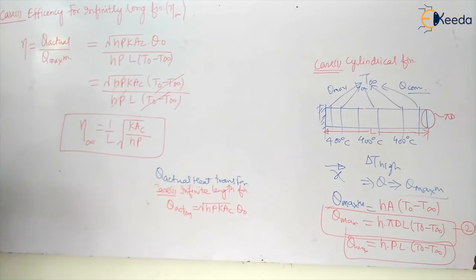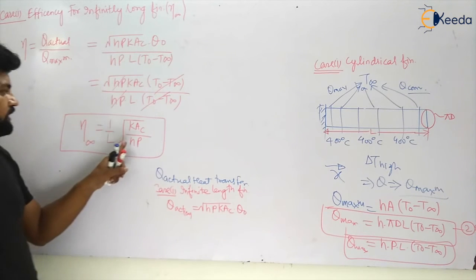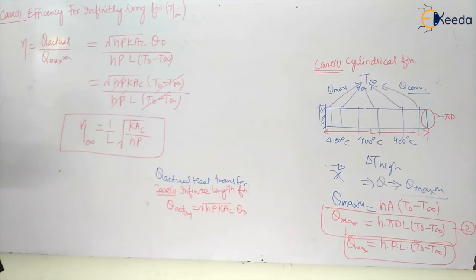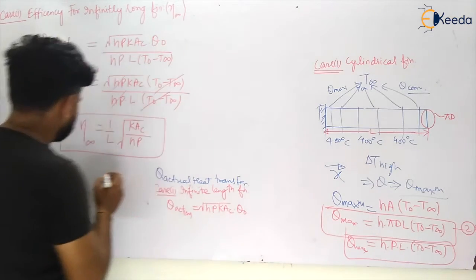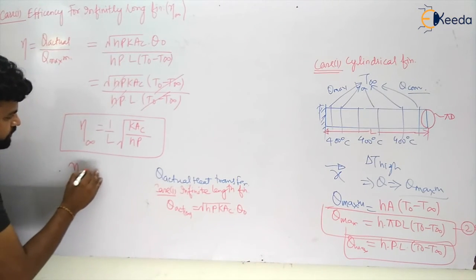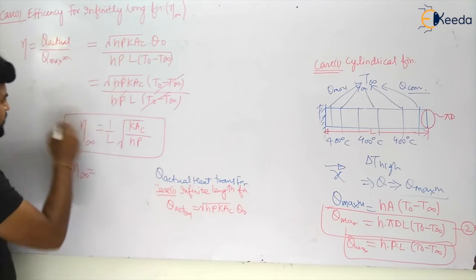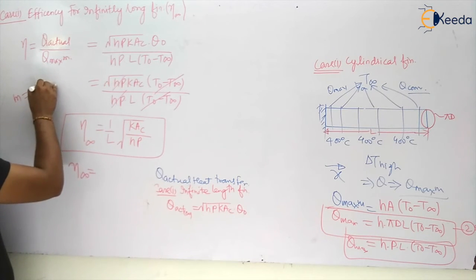Okay. Now let us check out the efficiency for case second, that is insulated tip. So what is that hP over kAc value? Can we have this value? Yes, that is m. So this can also be written as m infinite. So this value m is given by what?